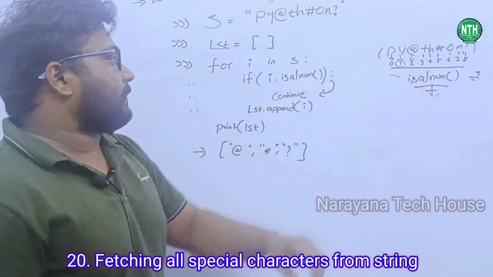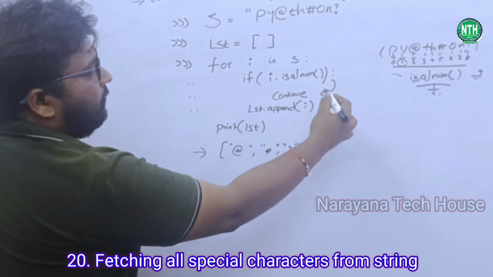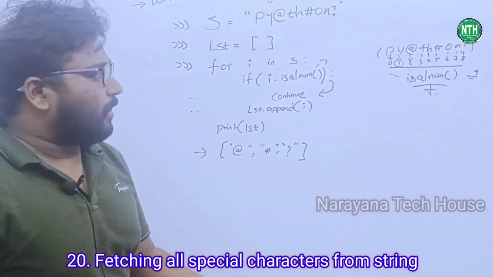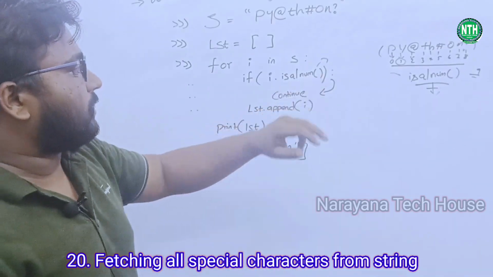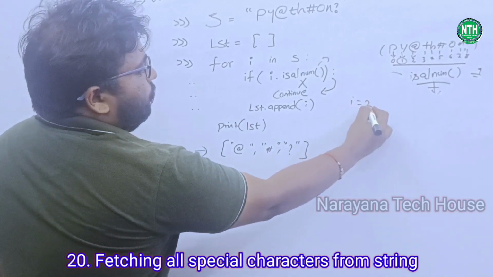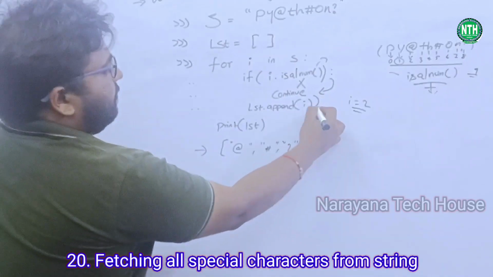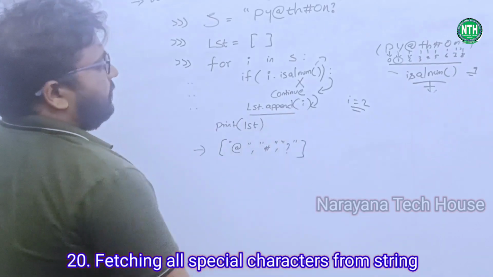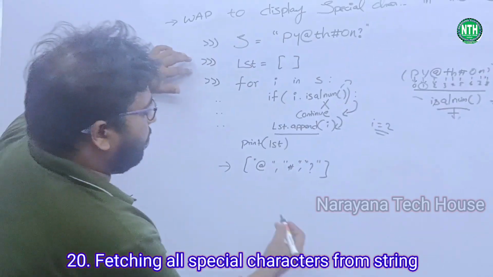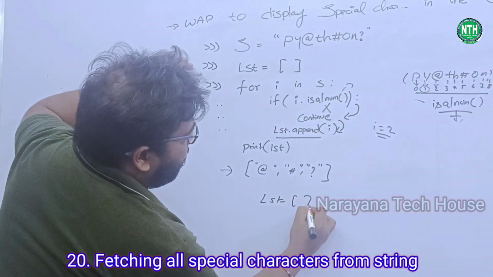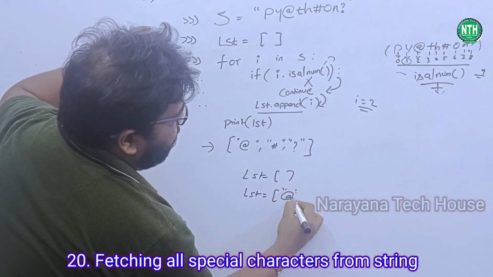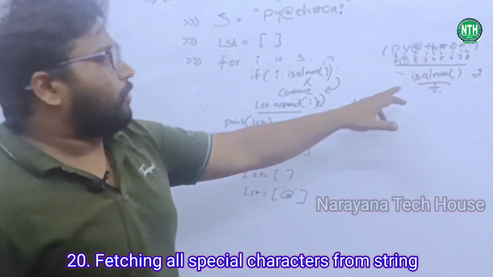It will go for i is equal to 2, which is @. So we will take @.isalnum(). @ is not an alphabet or a digit, so obviously it will be false, because the if condition has failed in the i is equal to 2 case. So it will go to the next line and append the value to the list which we created in the initial phase. Initially it is an empty list, and it will be appended so the list is @.